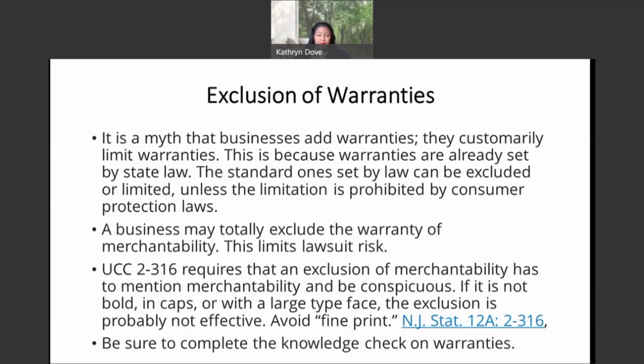So in your Module 5 learning materials in Blackboard, there is a knowledge check on warranties. You want to make sure that you do that so that you'll be ready for the Module 6 quiz.